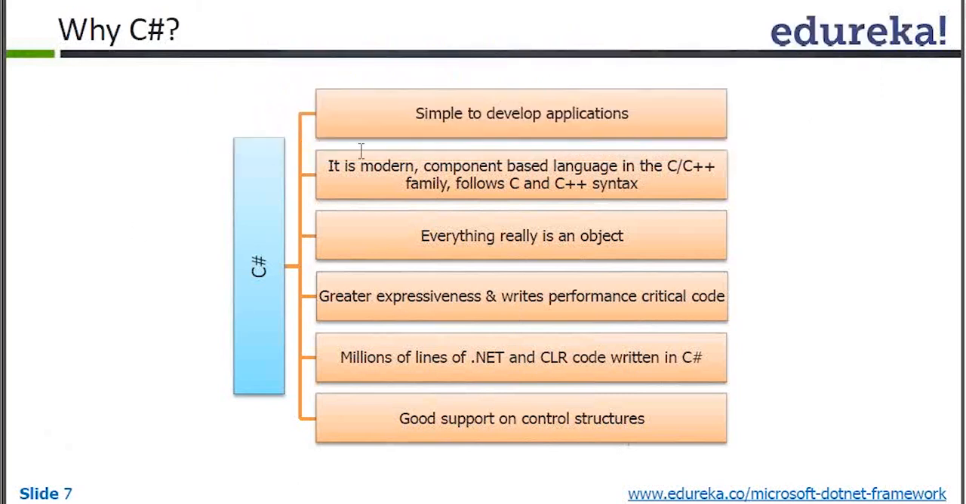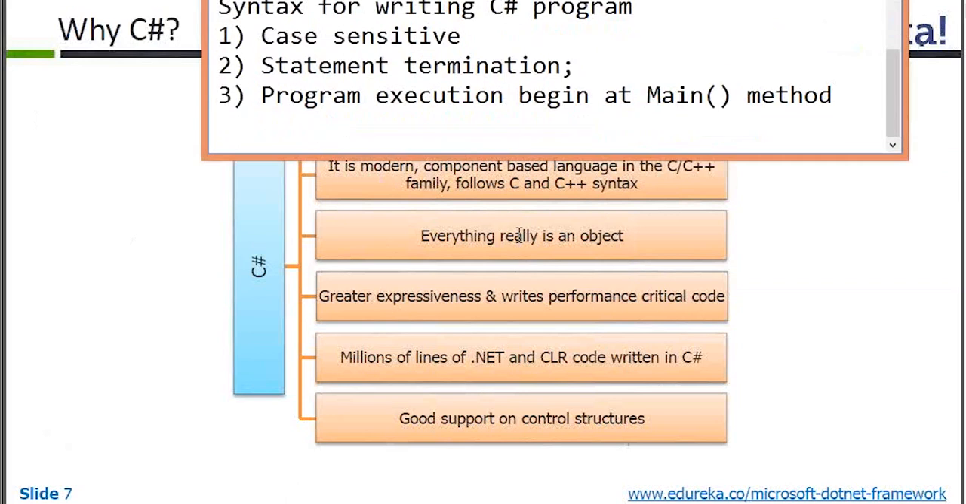C# is simple to develop applications. It's a modern component-based language in the C++ family, follows C++ syntax, and it is really OOPS. What do you mean by really OOPS? C# .NET is OOPS. Your program should exist inside an object. Without an object there is no C# program. You need to write the C# program inside the object. You have to be very clear: without the classes concept, there is no C# .NET programming.